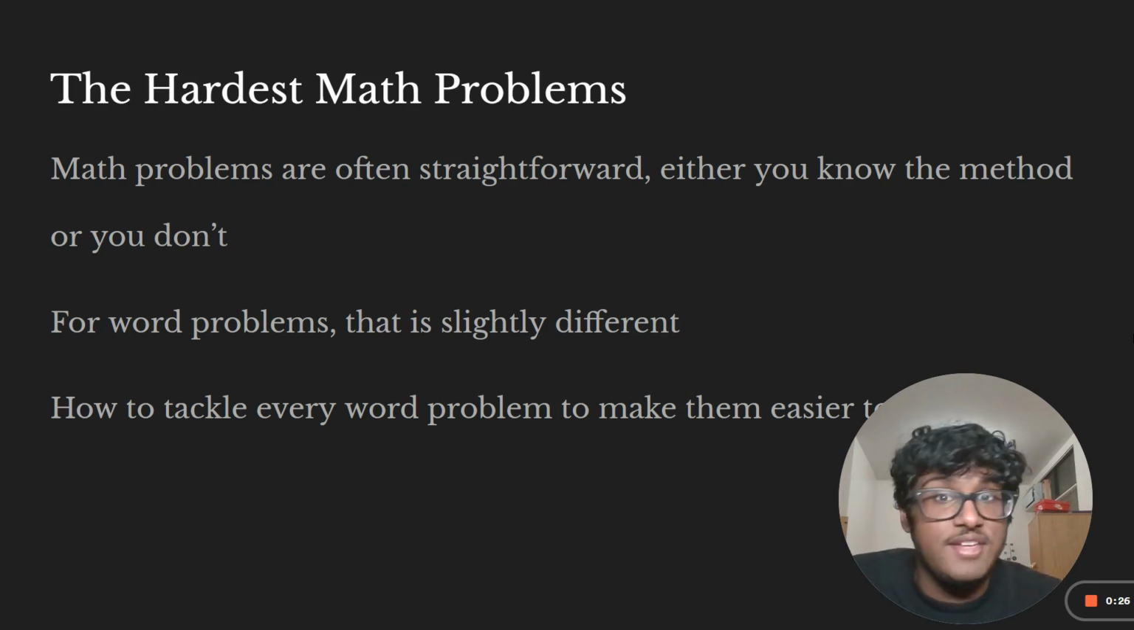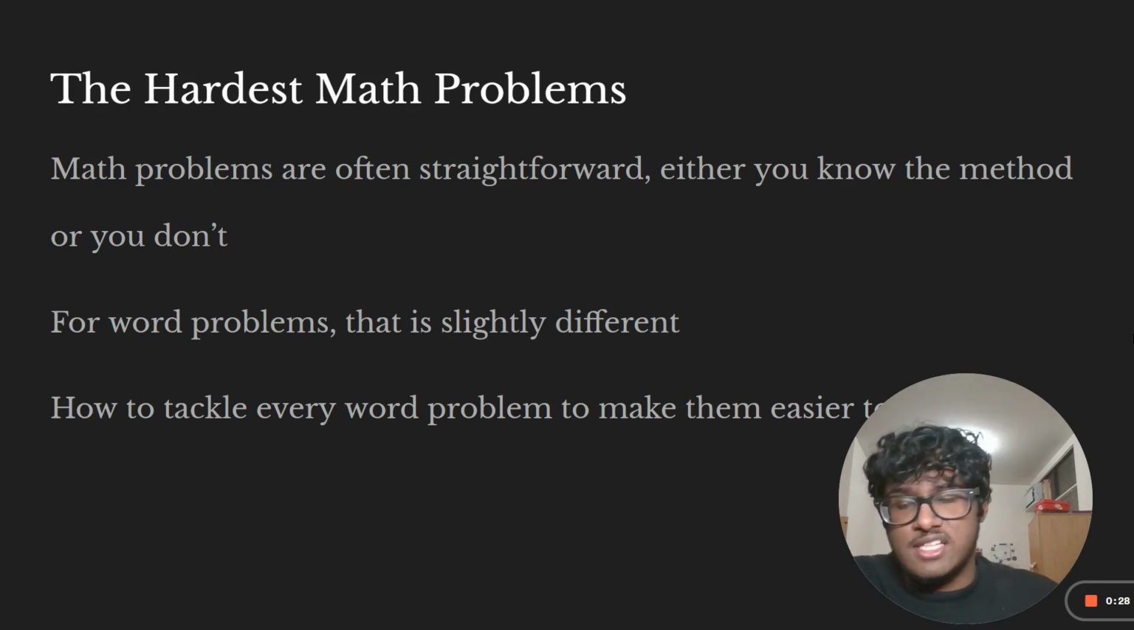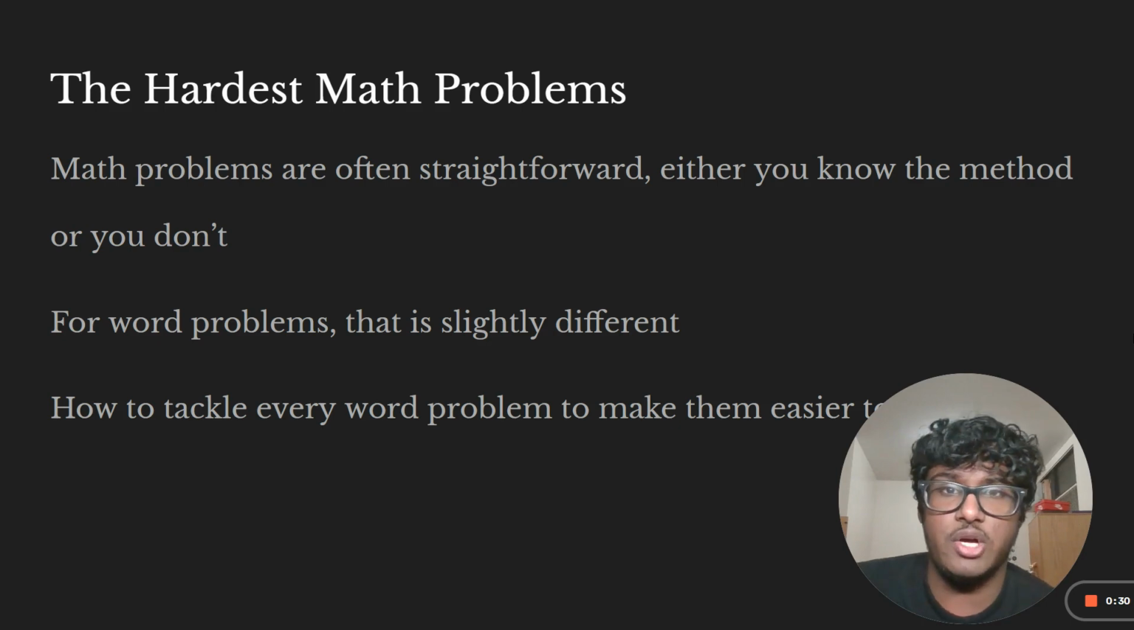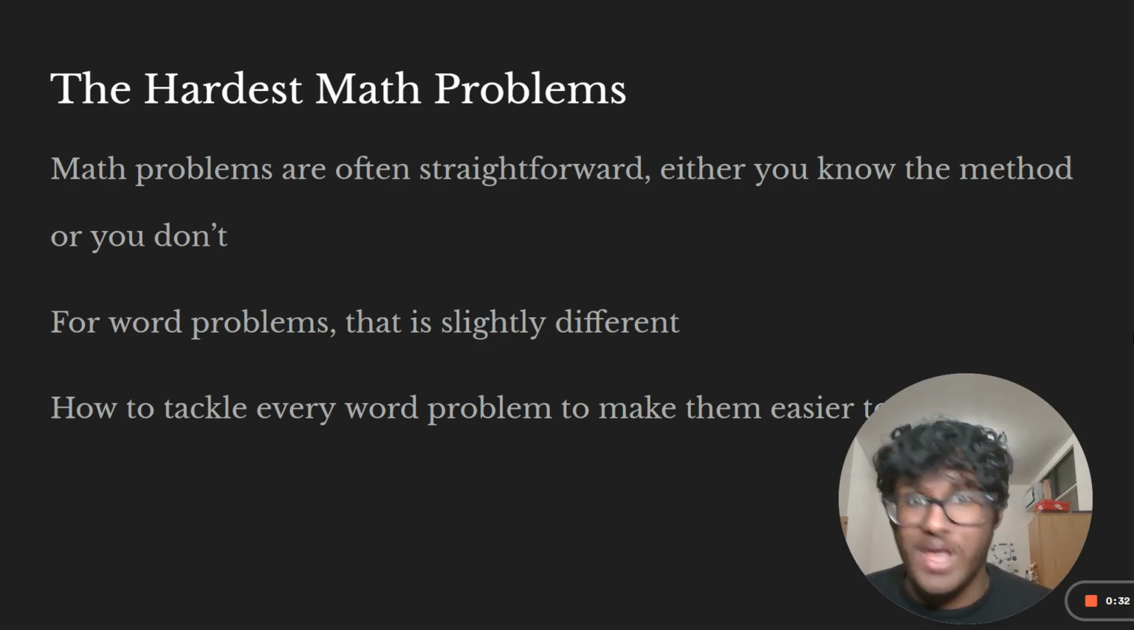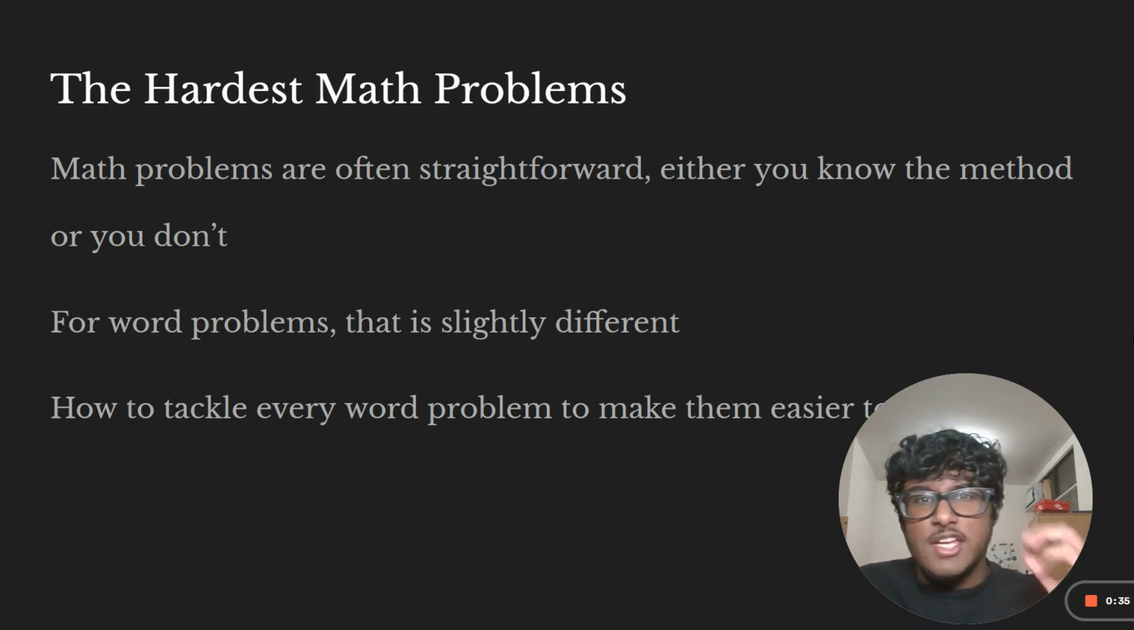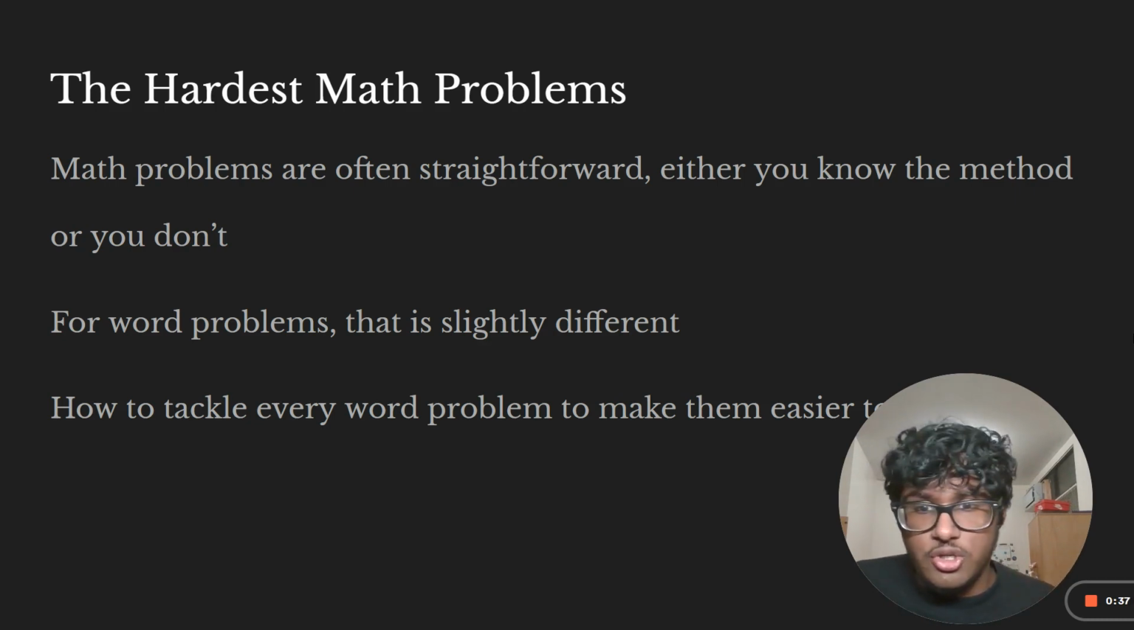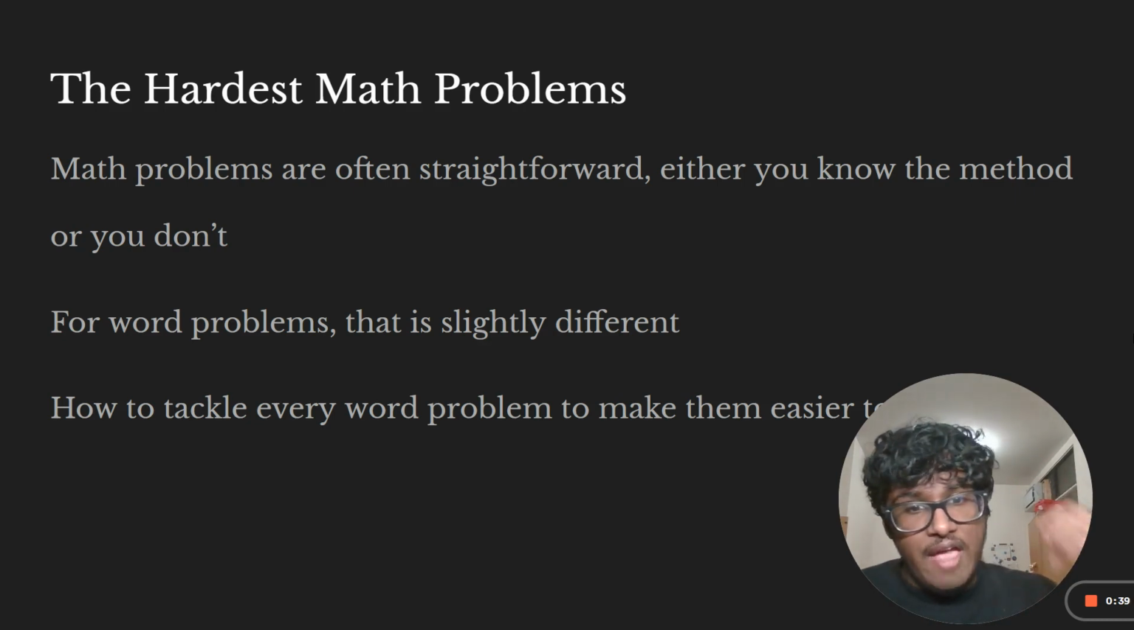You can know the method to solve it, right? You can understand, like, let's say it's a quadratic question. You can generally understand it, but the application and the way they tell it to you is just so different and convoluted that it's just hard to understand what it is. So this is how to tackle every single word problem to make them easier to solve and know what to apply.